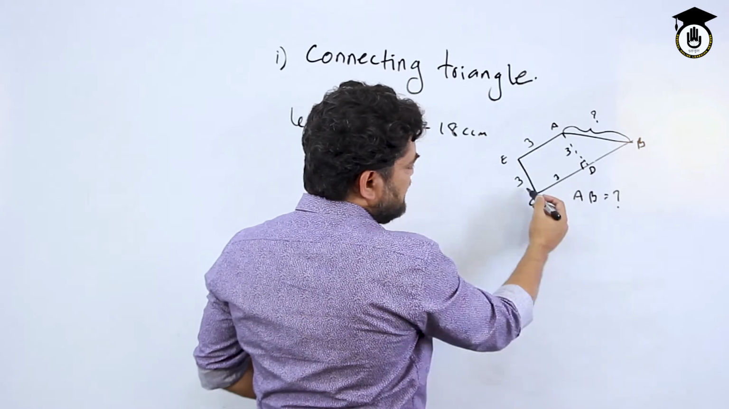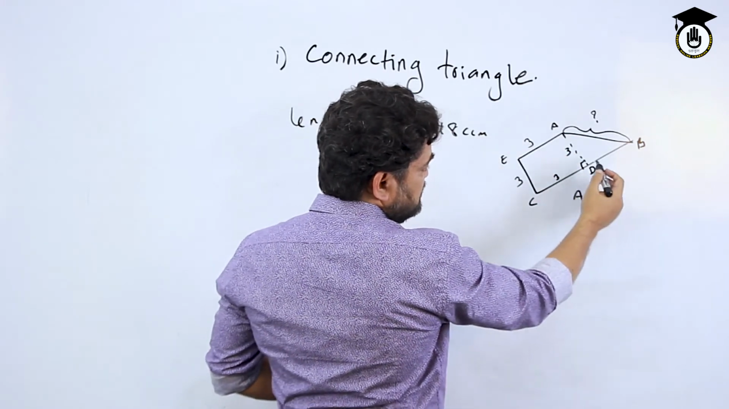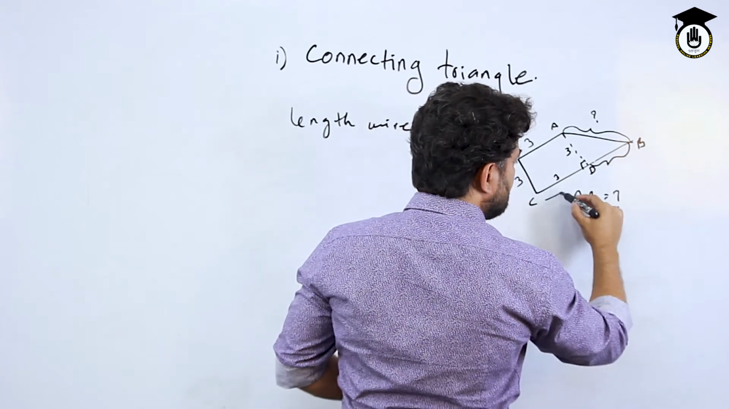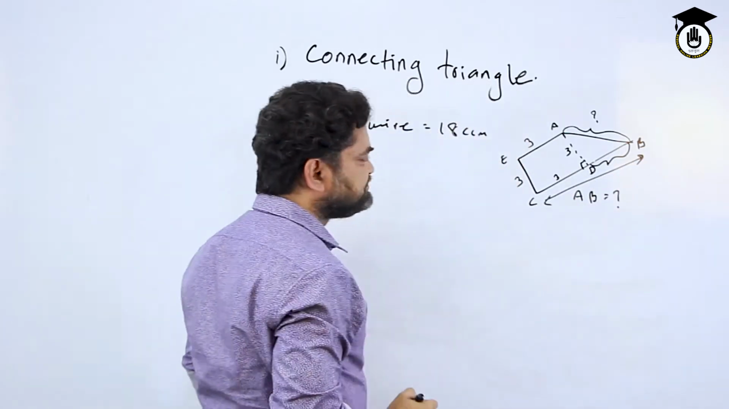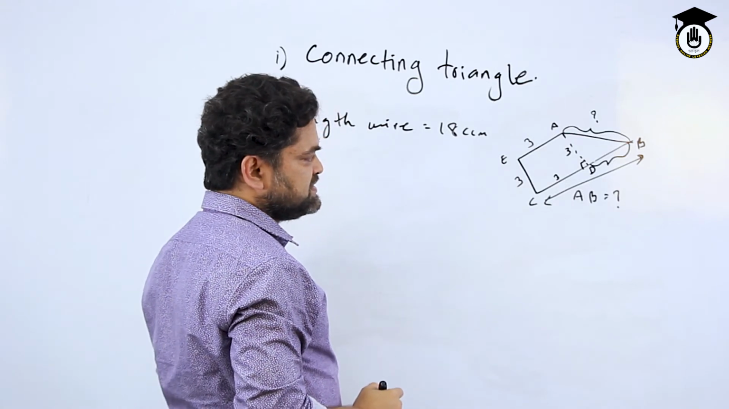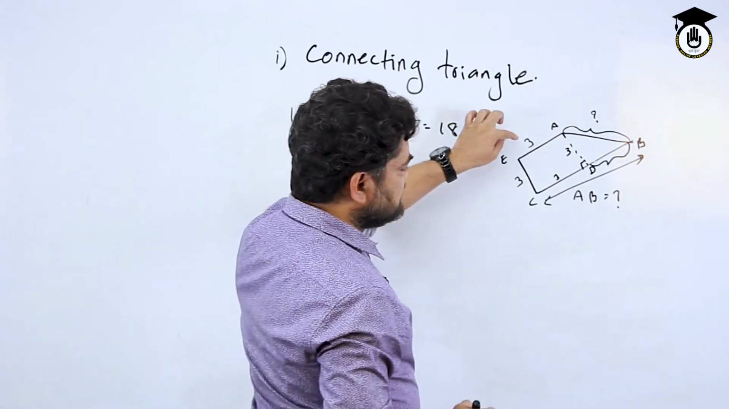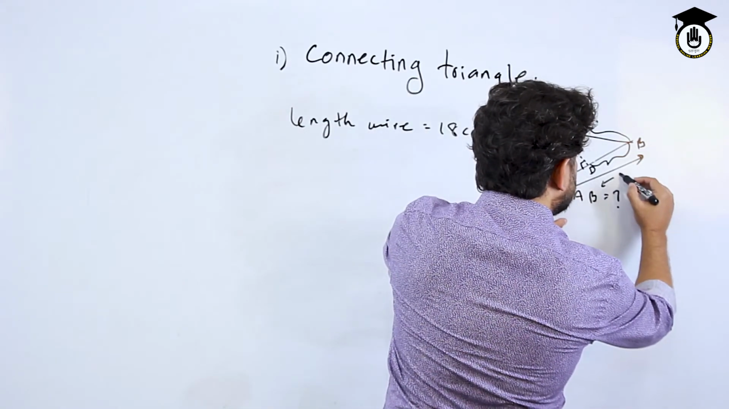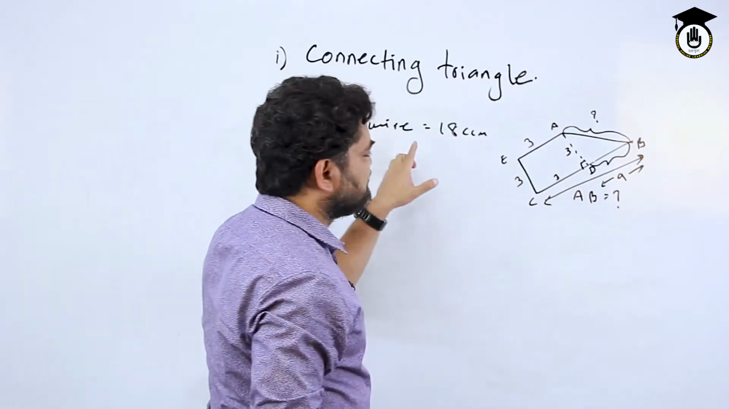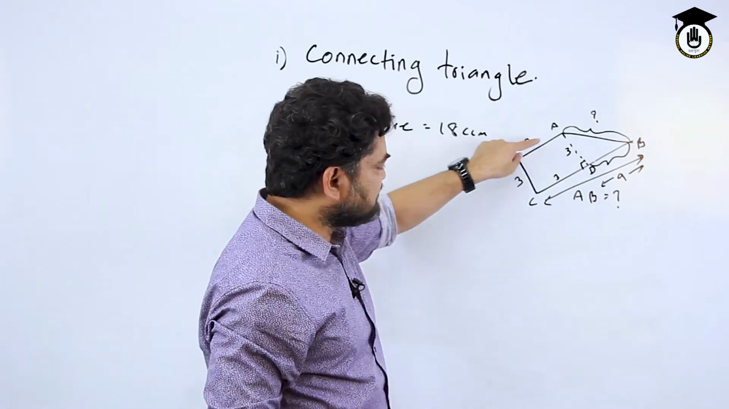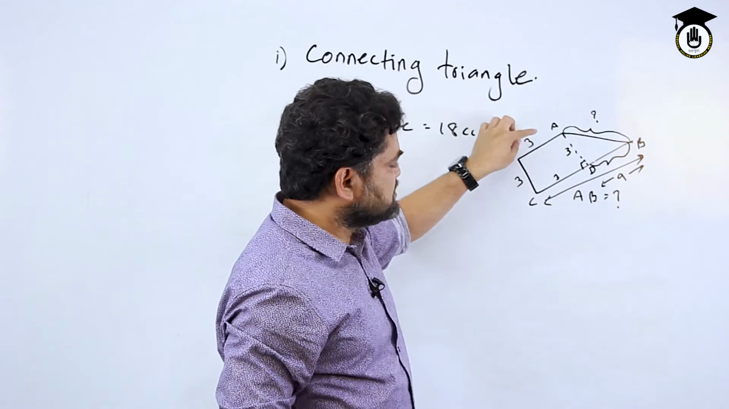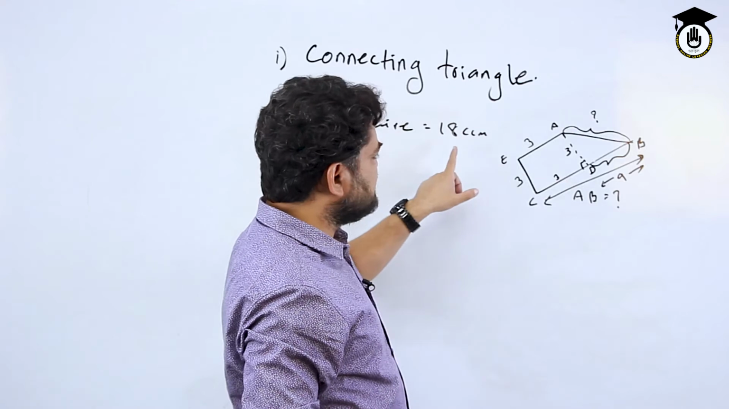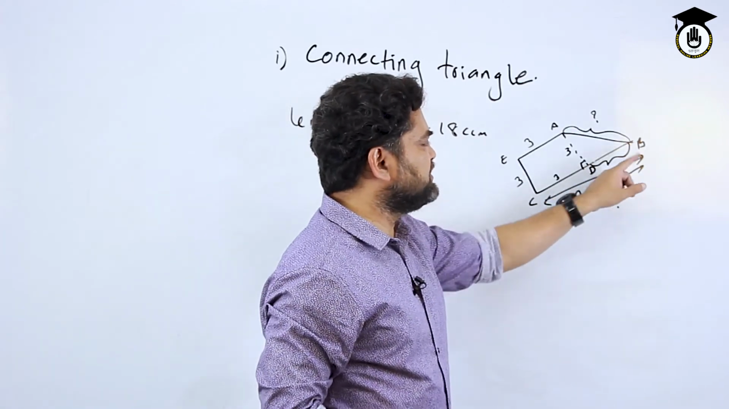So we have to find here DB. The total length of the wire is 18 centimeter. So 3 plus 3 is 6, 6 plus 3 is 9. So the remaining part will be found from the mathematics. The total length of the wire was 18 centimeter. So this is 3 plus 3 plus 3, 6 plus 3, 9. So the remaining is 18 minus 9. So this length will be 9 centimeter.